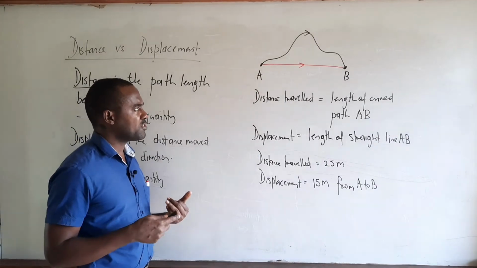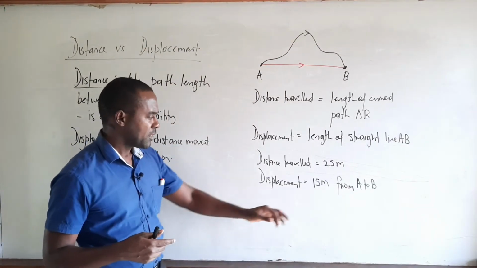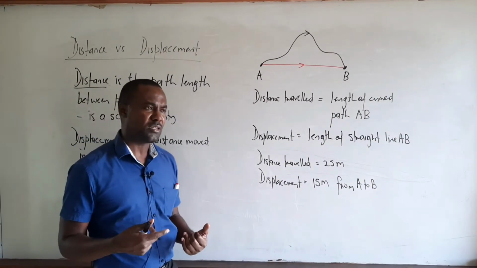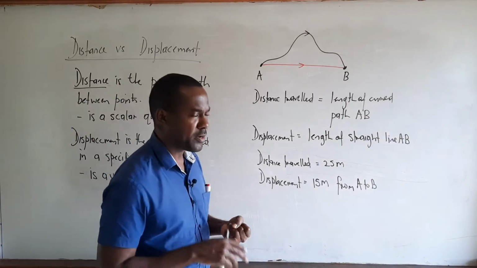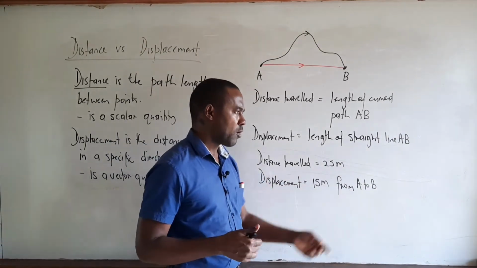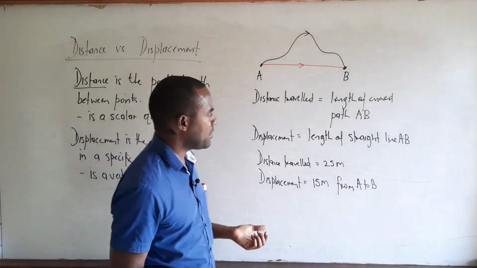If the length of the straight line AB is 15 meters, it is not sufficient to give displacement as 15 meters, because displacement, being a vector quantity, must not only have magnitude but direction as well. And so we state the direction as from A to B, or we could have said in the direction of AB, or in the direction of B.